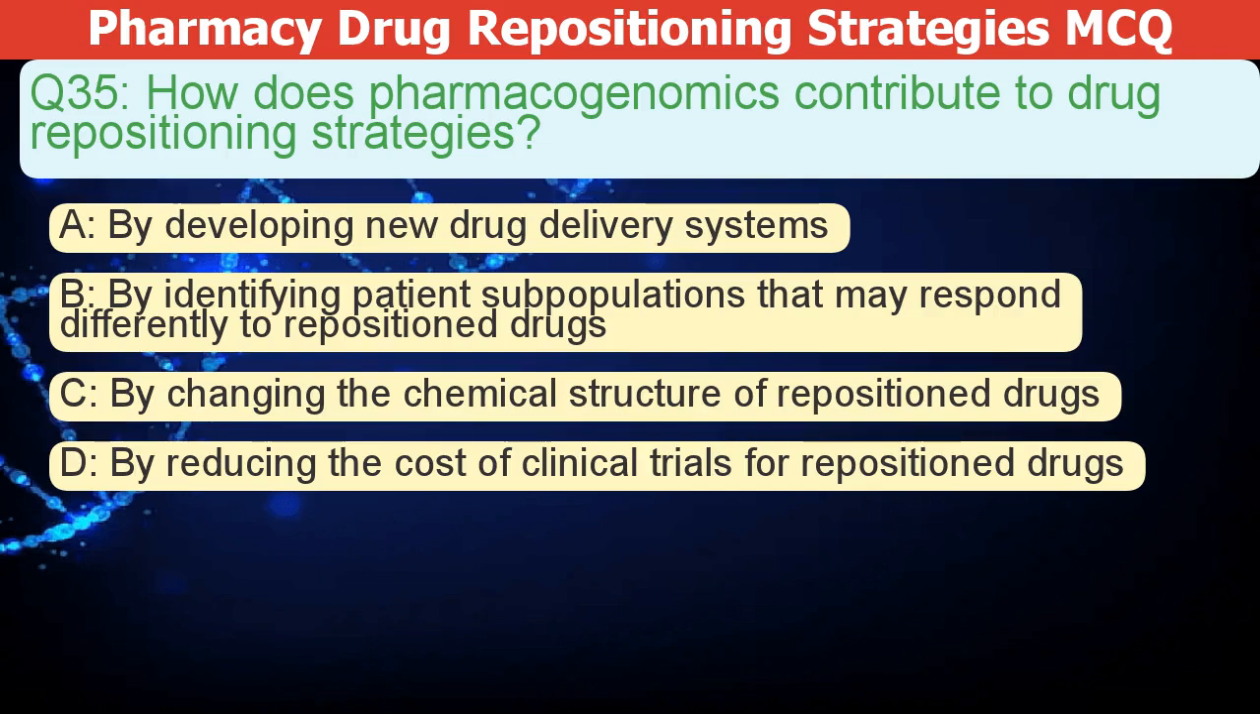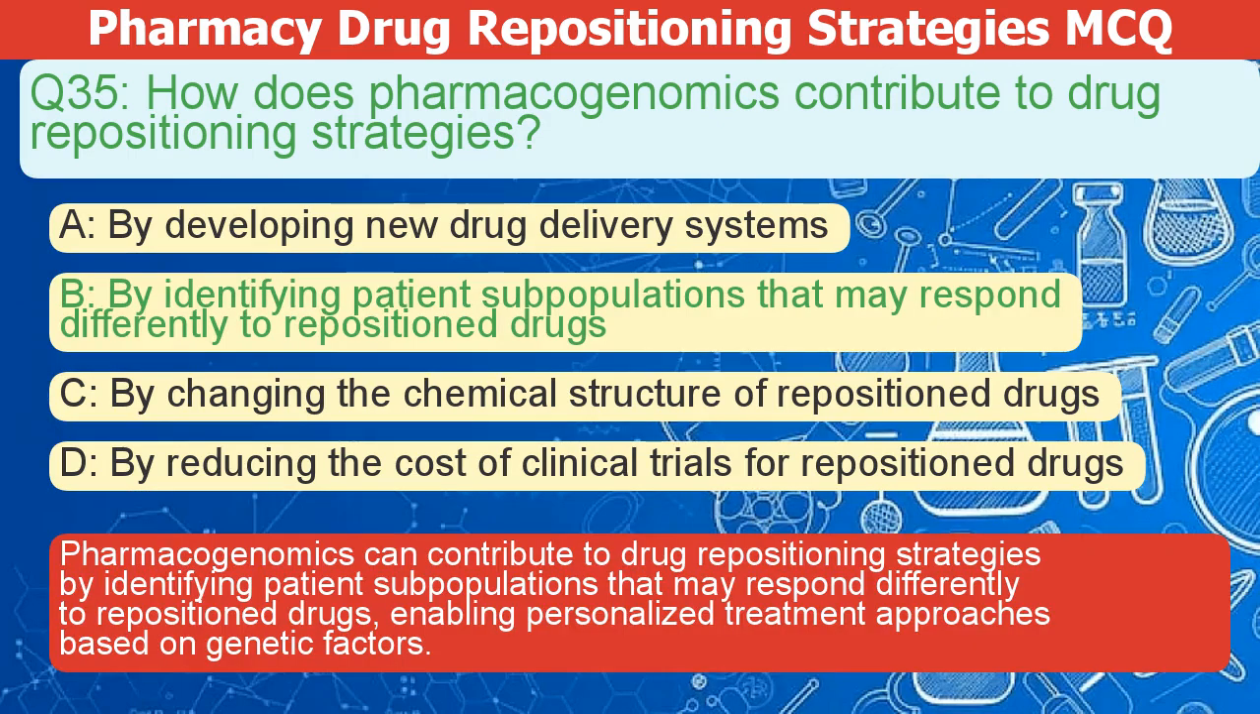How does pharmacogenomics contribute to drug repositioning strategies? A. By developing new drug delivery systems. B. By identifying patient subpopulations that may respond differently to repositioned drugs. C. By changing the chemical structure of repositioned drugs. D. By reducing the cost of clinical trials for repositioned drugs. The correct answer is B.